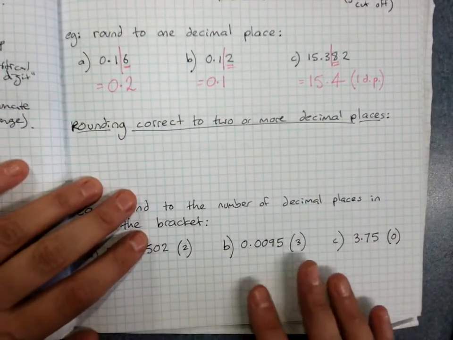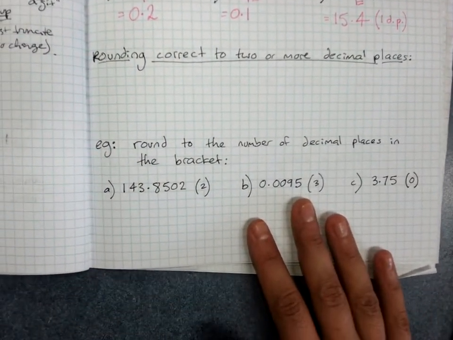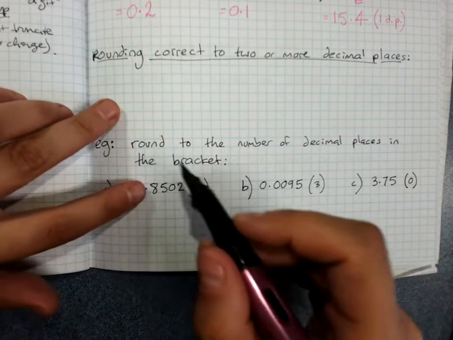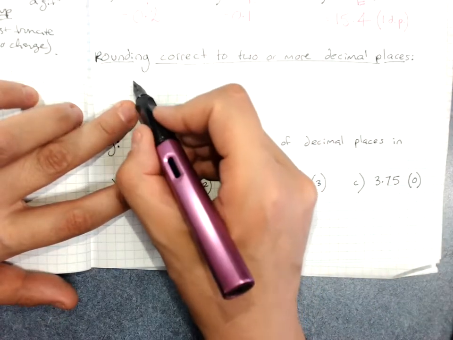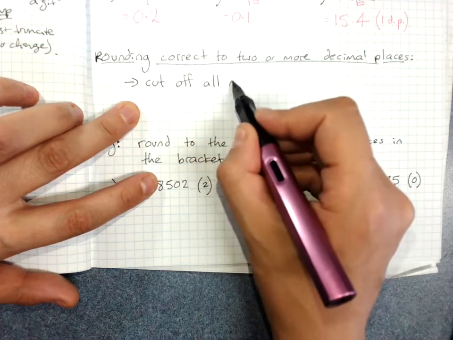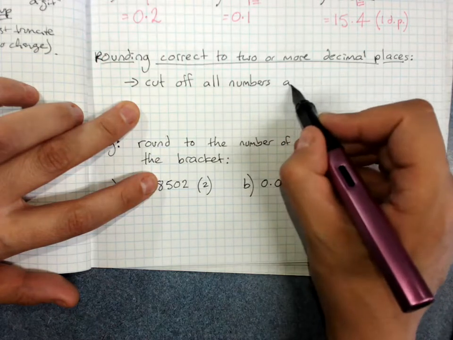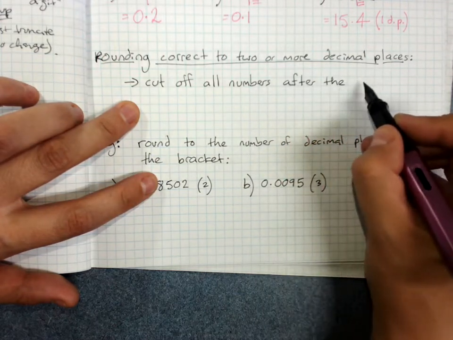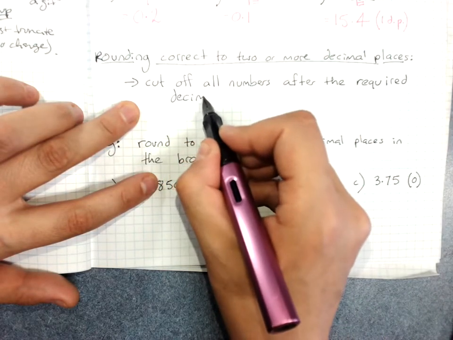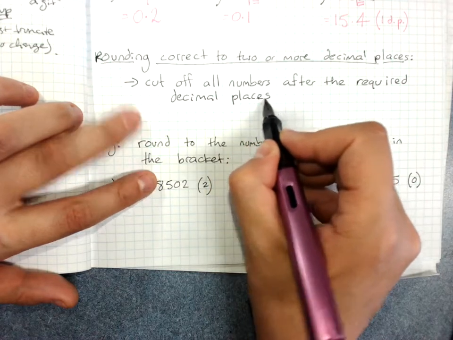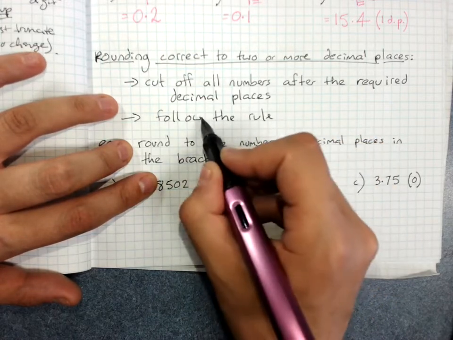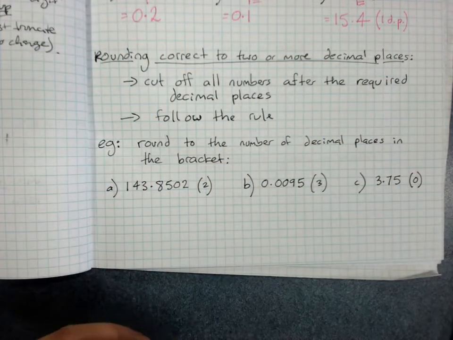Now sometimes we need to round to 2 decimal places or more than that, or less than that. It's the same steps. The only change is that we cut off all numbers after the required number of decimal places. And then follow the rule again. We only ever look at the first digit that we cut off.